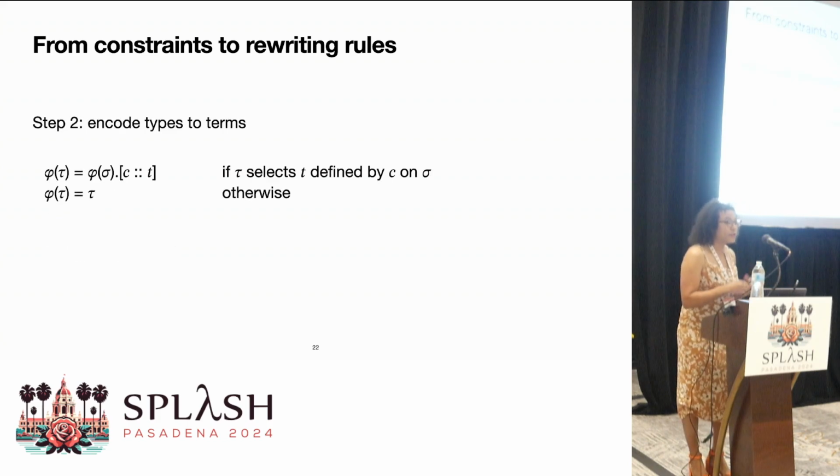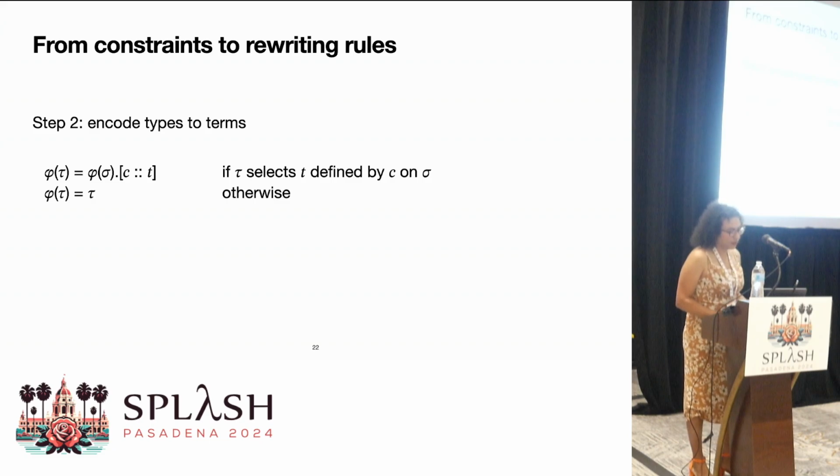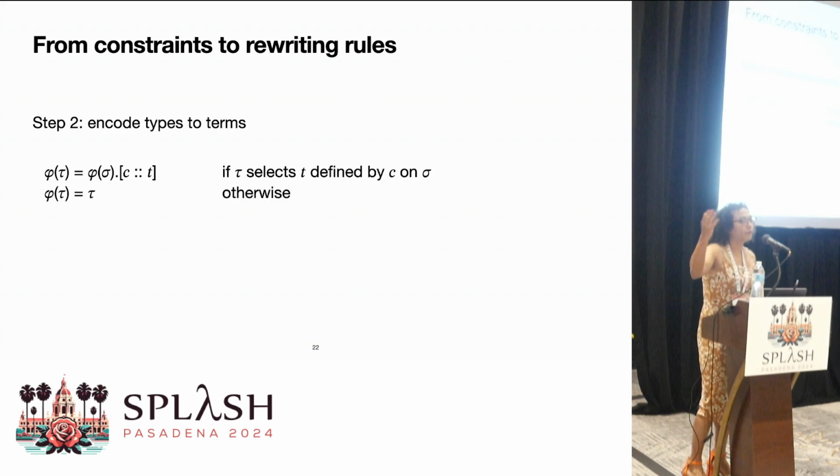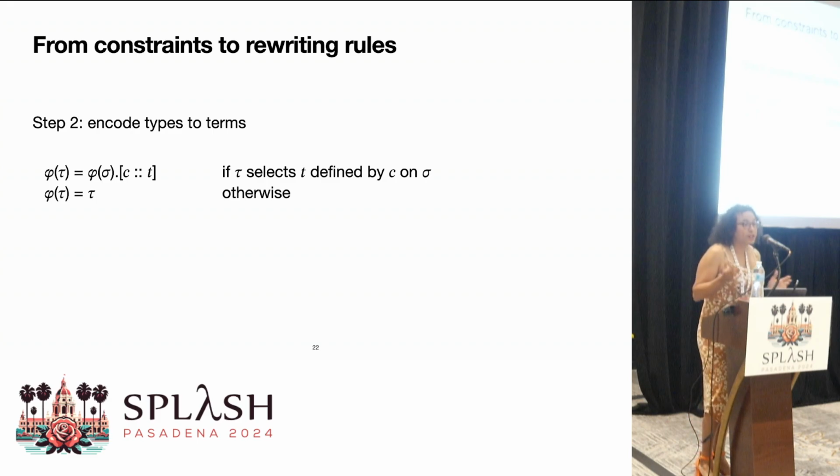The next thing that we need to do is to encode types into terms. So now we need to actually create terms that make sense. Here we have only two rules, very simple. We define the encoding with this function phi. The first thing is that if tau is a selection of an associated type, so t.element, for instance, from before, then we take the translation of the t, and then we just append this letter that means select an associated type, right? And then for any other type, we just reuse the same type as it is. We don't do anything. So t.element would become t dot square bracket c colon colon t.